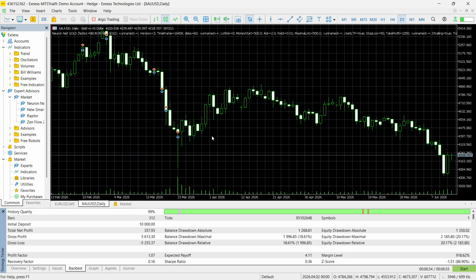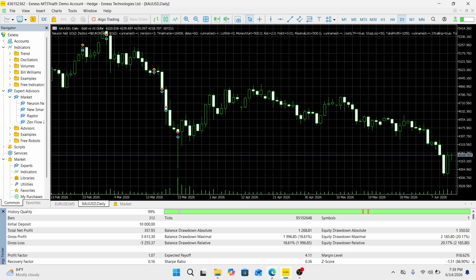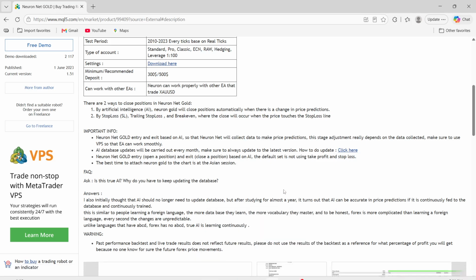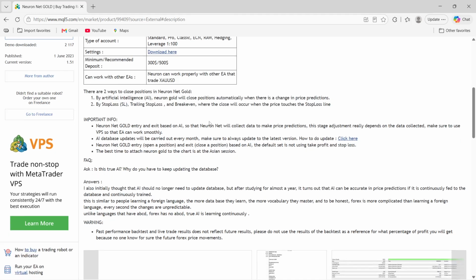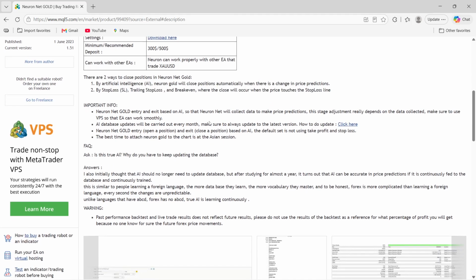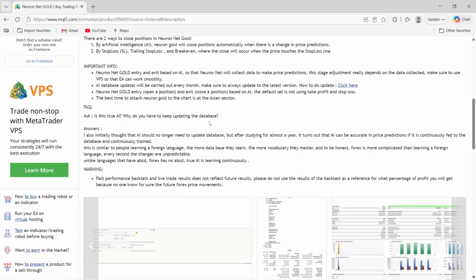So, what are the nuances and risks? Gold is volatile. Wrong directional predictions can lead to full risk drawdowns since there's no grid recovery. Heavy dependence on monthly updates means performance can decay if you're not diligent. Live results often differ due to spreads at Asian open, slippage, and changing correlations with macro events. Overfitting risk on the training data is real for any AI system. In practice, this means you need discipline with updates and risk management.